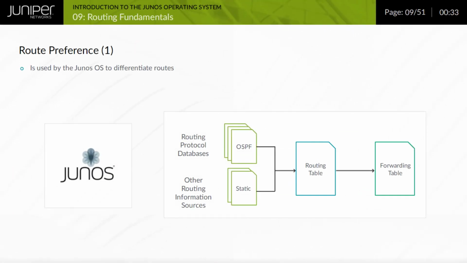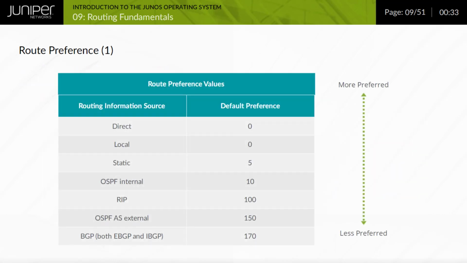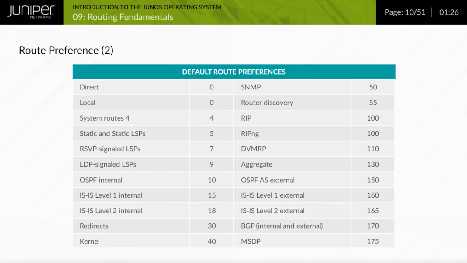The Junos OS uses route preference to differentiate routes received from different routing protocols or routing information sources. Route preference is equivalent to administrative distance on equipment from other vendors. The Junos OS uses route preference to rank routes received through the various route information sources and as the primary criterion for selecting the active route. The table shows the default preference values for a selected set of routing information sources.